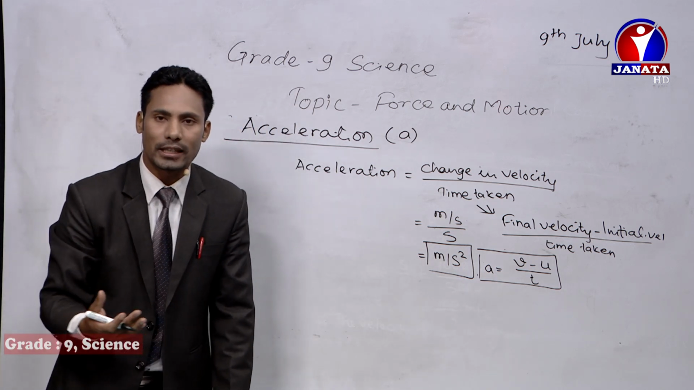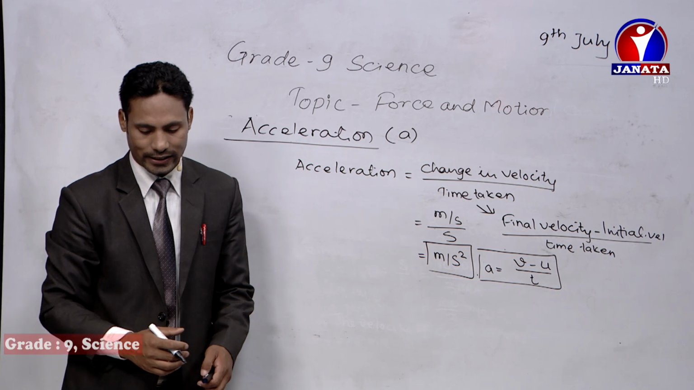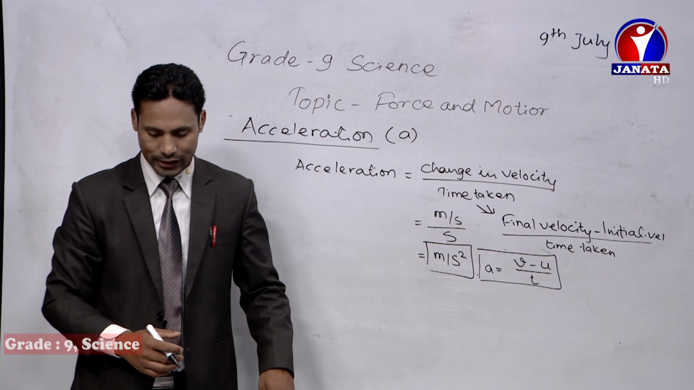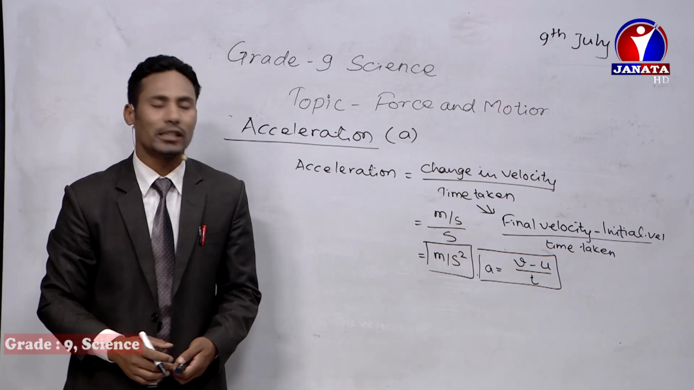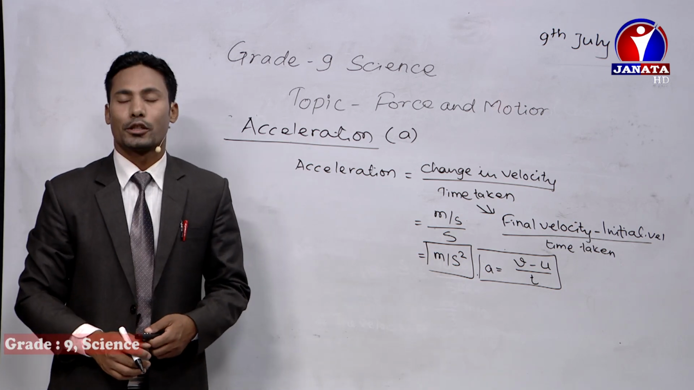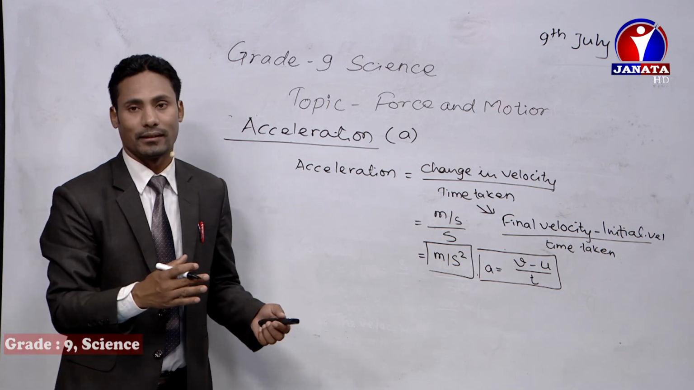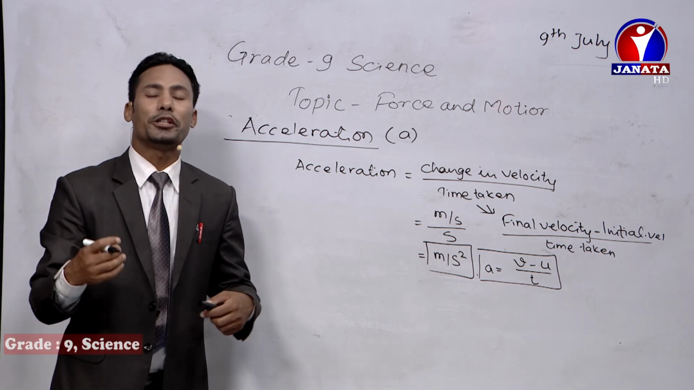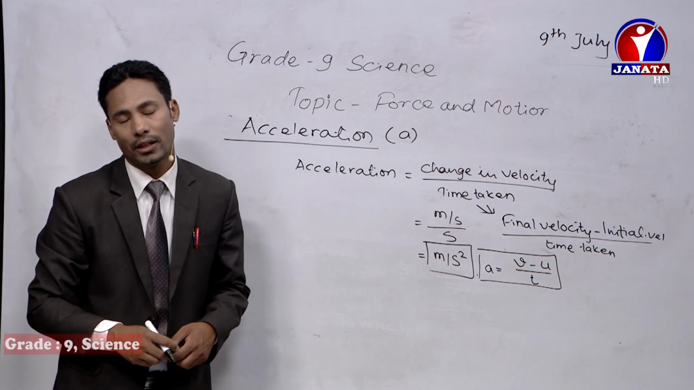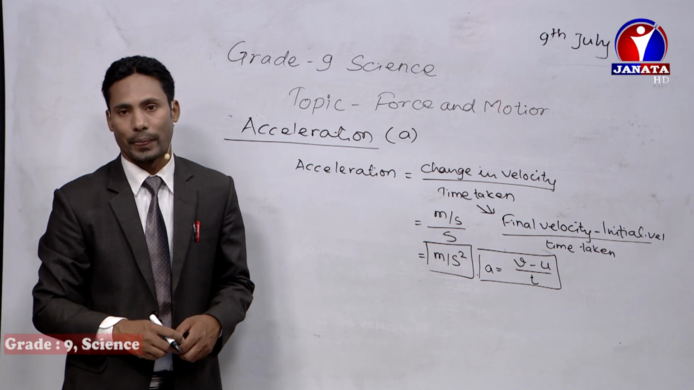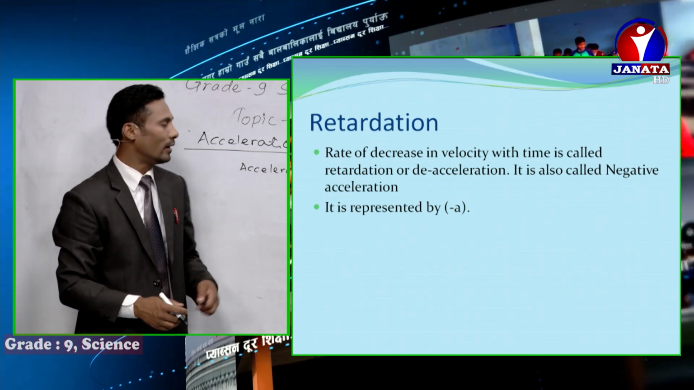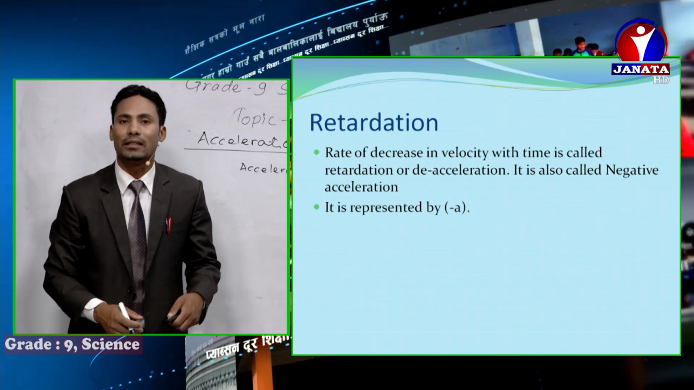If the initial velocity and the final velocity are given, then the formula can be written as a equals v minus u by t. So the rate of change in velocity is called acceleration. Sometimes the velocity decreases, which is also acceleration, but there is a special term for that decreasing acceleration, which is called retardation or negative acceleration. The rate of decrease in velocity per unit time is called retardation or negative acceleration.